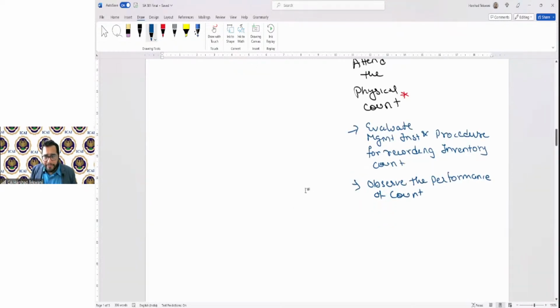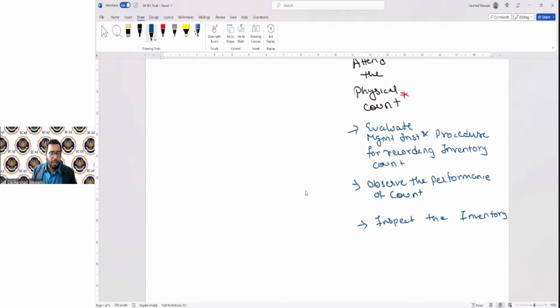Then after observing, I can go and inspect the inventory by myself. I'll go and inspect the inventory. I'll say, okay, you want to count this? I'll go, okay, this is the inventory, good, not good. I'll go to the warehouse, I'll check which area of the warehouse is good, which area is where the damaged goods are kept. I'll take a round in the whole warehouse.